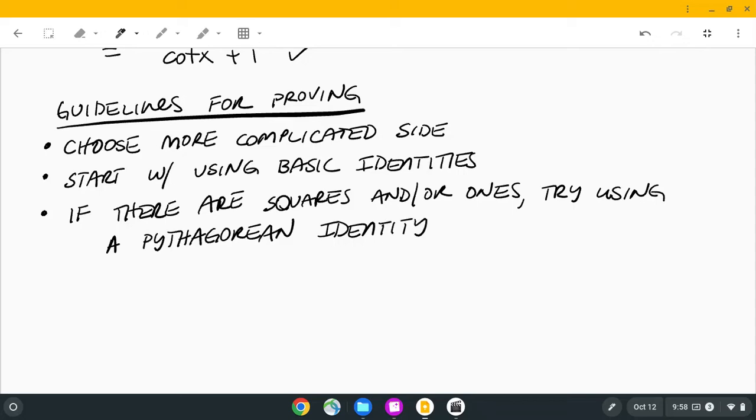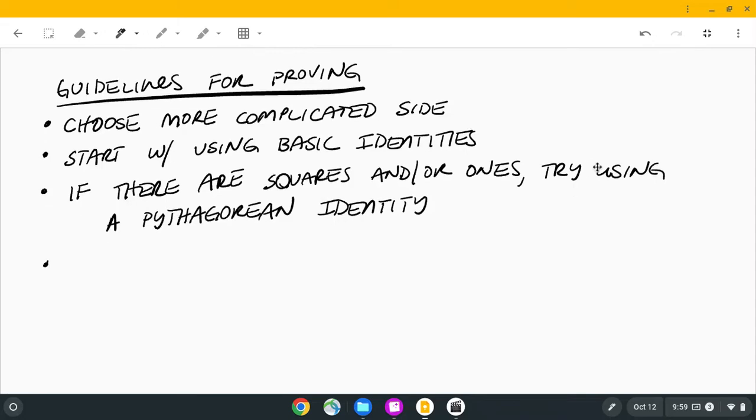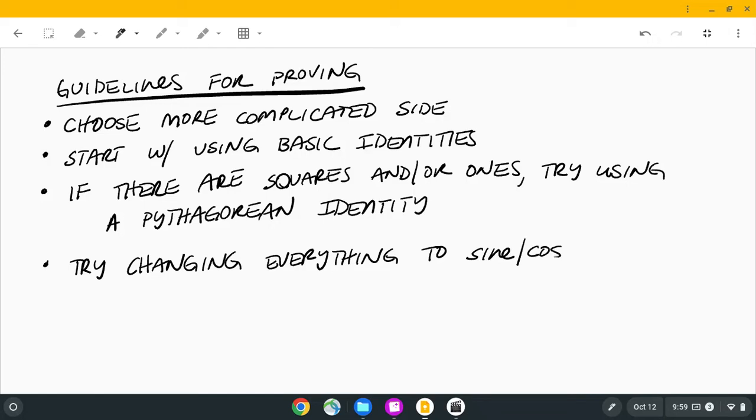etc. Okay. And then try changing everything to sine and cosine, especially if you have a lot of trig functions in your identity. Okay, so try changing everything to sine and cosine.